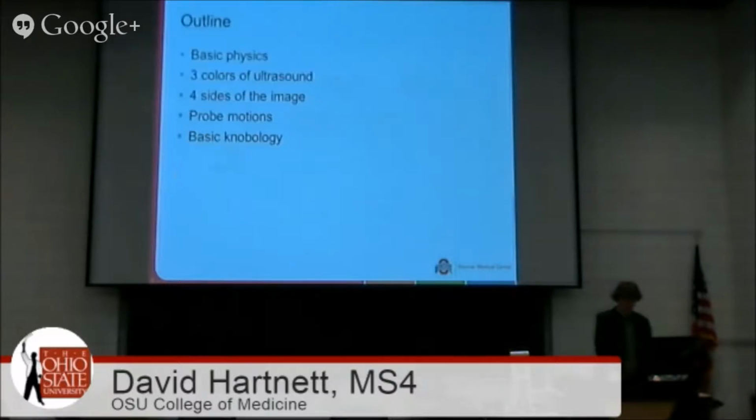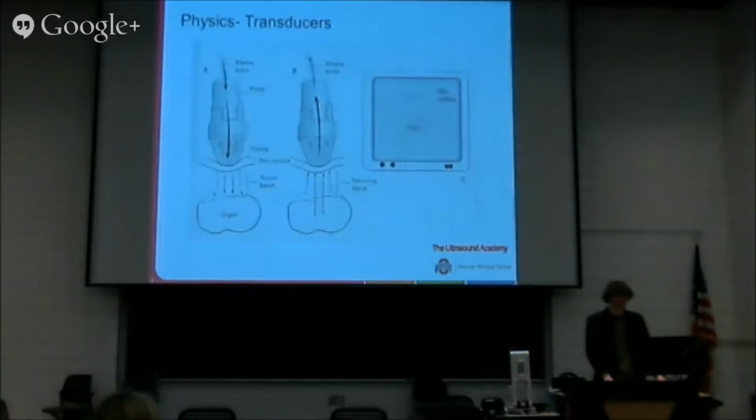First, I'm going to go over a couple of basic physics principles so that we all know what we're talking about with the ultrasound. We're going to talk about the various colors that we see on the screen with ultrasound, the different sides of the image, the probe motions that we use to obtain those images, and just some basic knowledge, so we can improve our images and really see what we're trying to see. So, the basic physics of ultrasound.